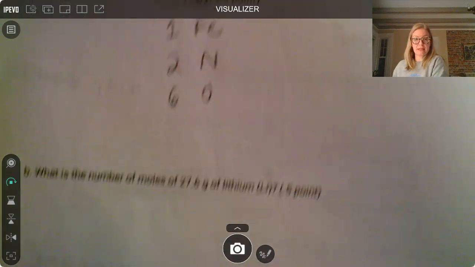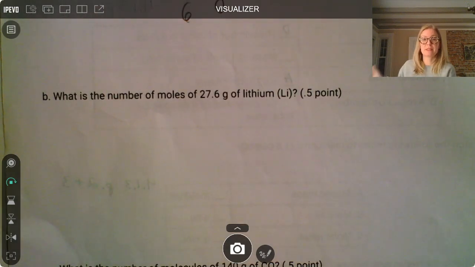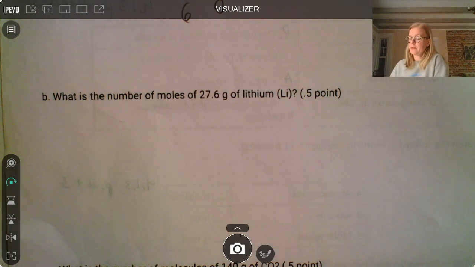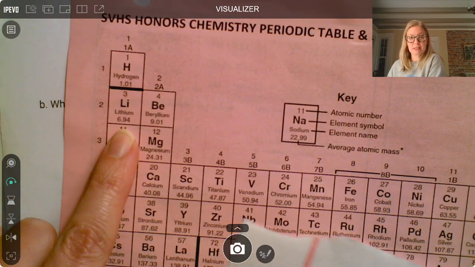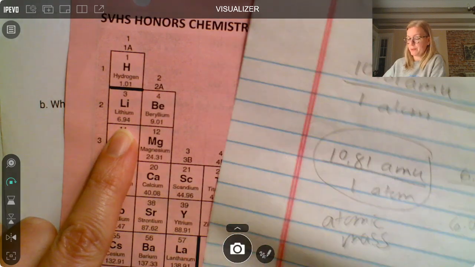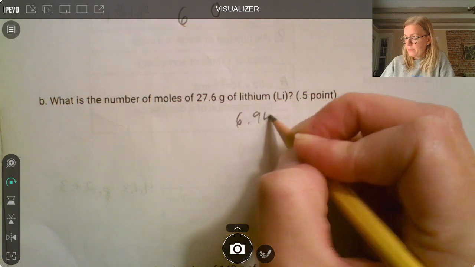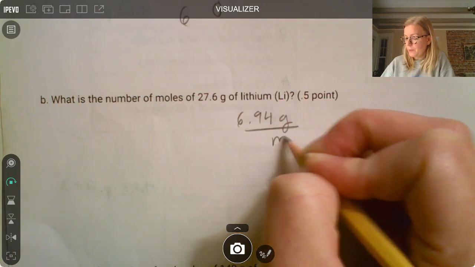Okay, B is where things get even more complicated. What is the number of moles in 27.6 grams of lithium? So to figure out the moles in this many grams, we need to use the molar mass. Okay? So if you look at lithium, it's 6.94 grams per mole. So I'm going to write that down. 6.94 grams per mole. Okay?